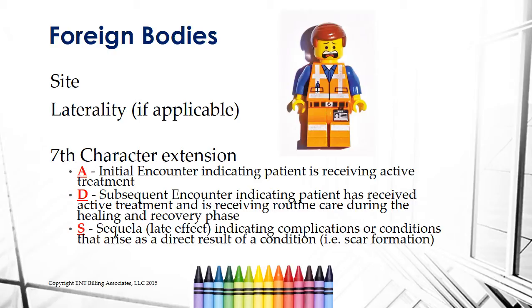So as we said, this would help to distinguish if it's the patient's initial encounter. As you see on this slide, that would be signified by the A. Or if the patient previously received treatment and is in the recovery phase, that would be signified by the D. Or if the patient is having complications, that would be signified by the S. So those are your 3 7th digit character extension choices.